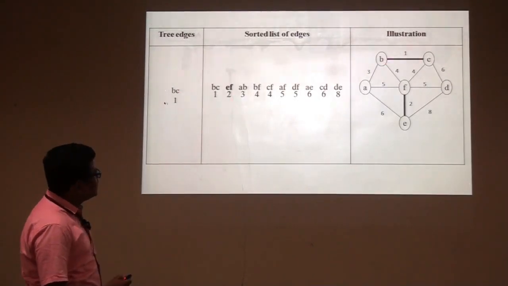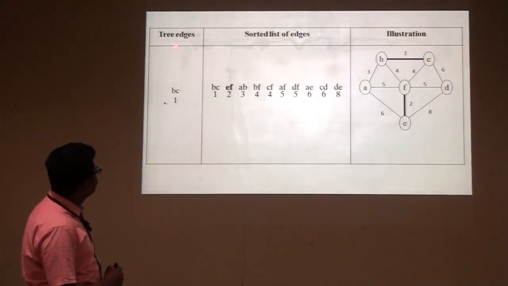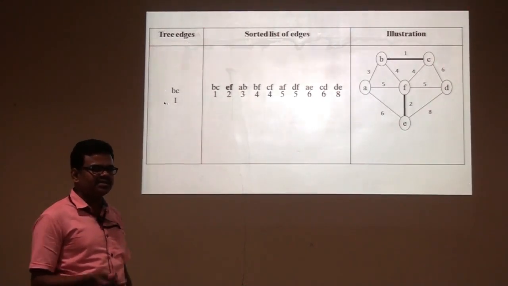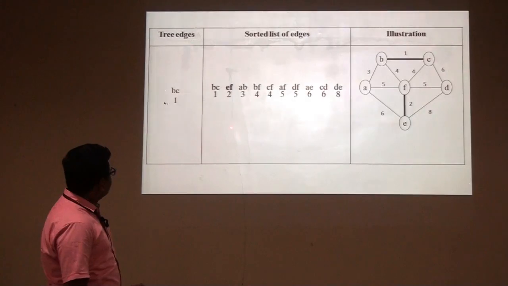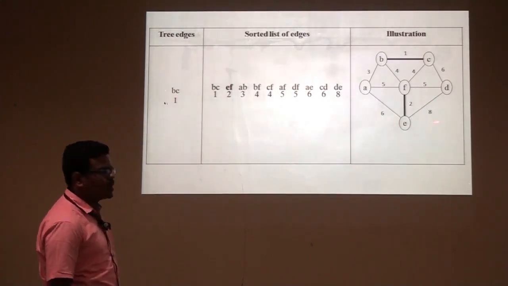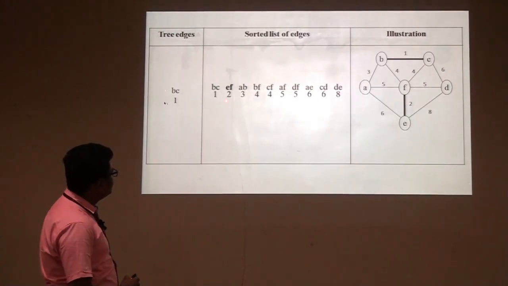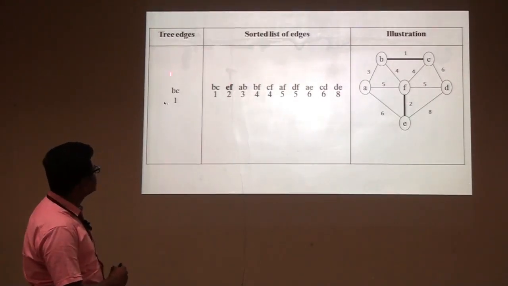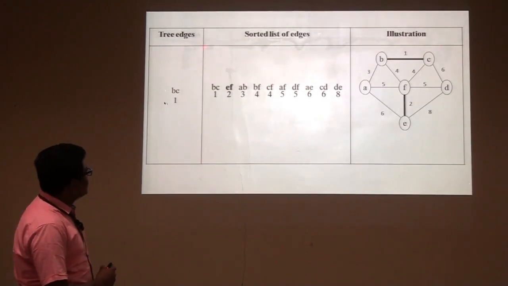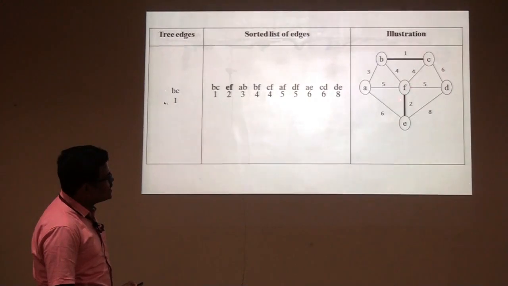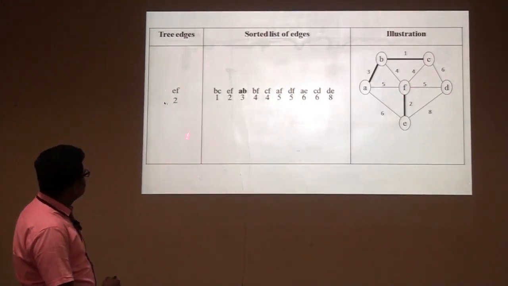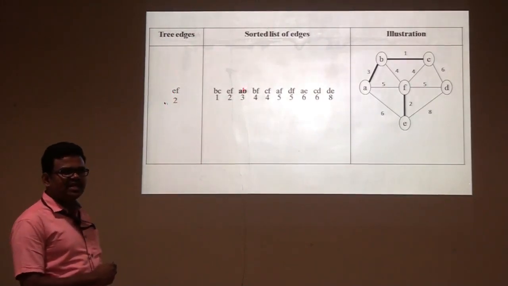Once B and C are visited, they come under the tree edges. Among the remaining edges, E to F is the minimum cost, so it comes next in the next slide. In the next slide, E and F come under the tree edges, and we have highlighted E and F in bold. So E to F is the visited path.